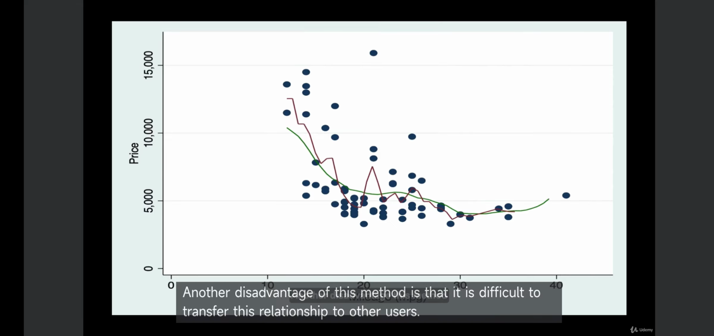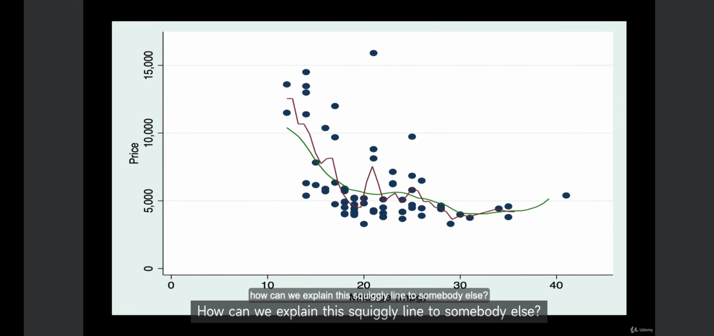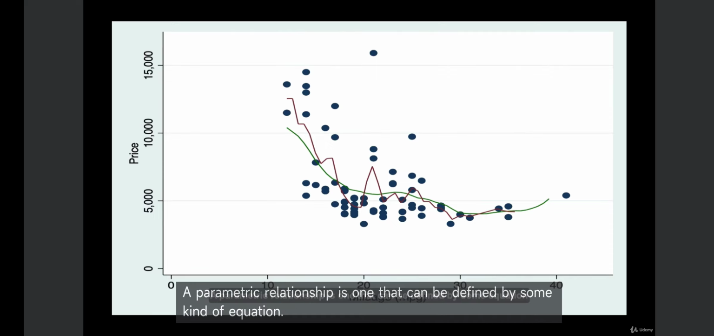Another disadvantage of this method is that it is difficult to transfer this relationship to other users. How can we explain this squiggly line to somebody else? So we often choose a parametric relationship. A parametric relationship is one that can be defined by some kind of equation. For example, a linear line fitted through the data will have a gradient, and that gradient will be the parameter defining the relationship between y and x. Let's plot a linear function through the data and see how this looks.